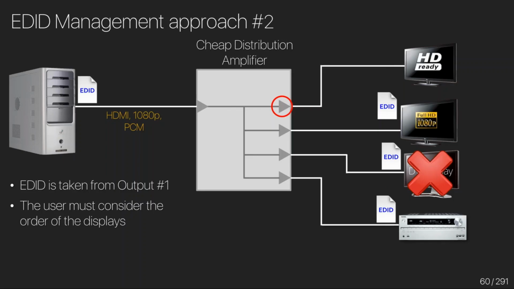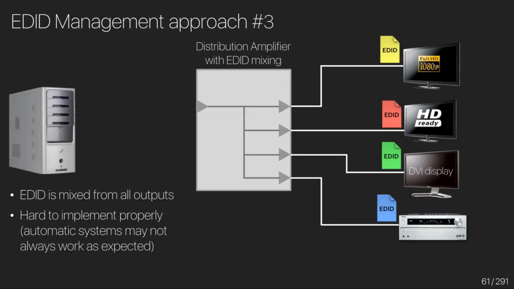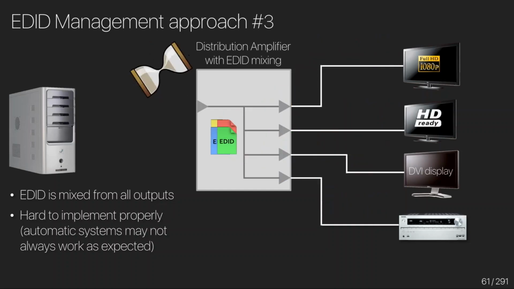The third approach is very complicated and is very hard to implement. Effectively, it'll read the EDID from all the connected outputs, do some processing to figure out what's the lowest common denominator EDID, and then present that. So generate an EDID that represents the capabilities of all the connected devices. However, there's a lot of problems with this. It's very hard to implement.